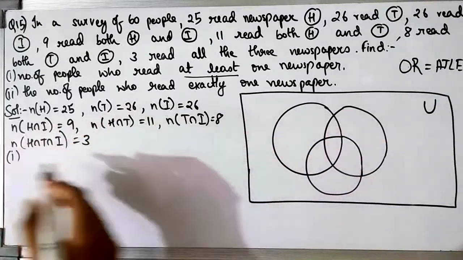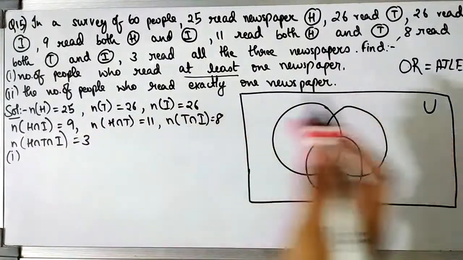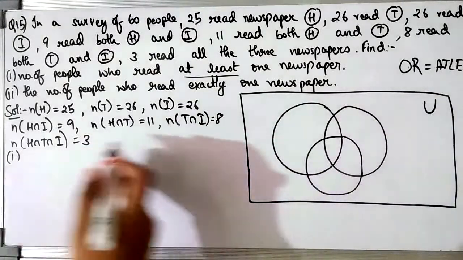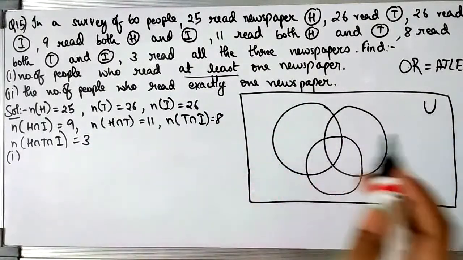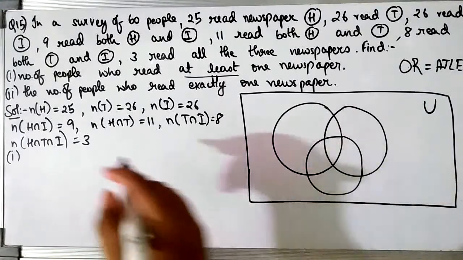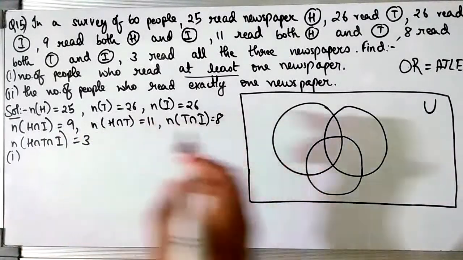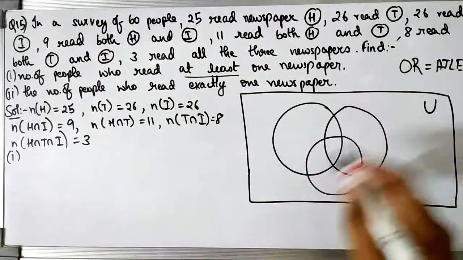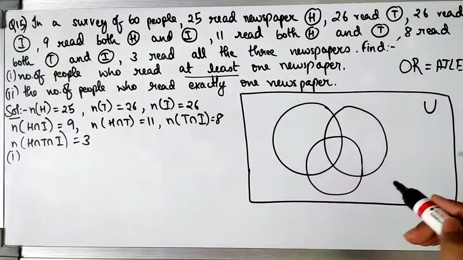Like here the number of elements of different sets are given. You have to find the number of elements of the union of all these 3 newspapers. So this question I'm going to explain you with the help of the Venn diagram. And so we have been given the number of elements. We are going to shade the parts of those sets and represent those number of elements.